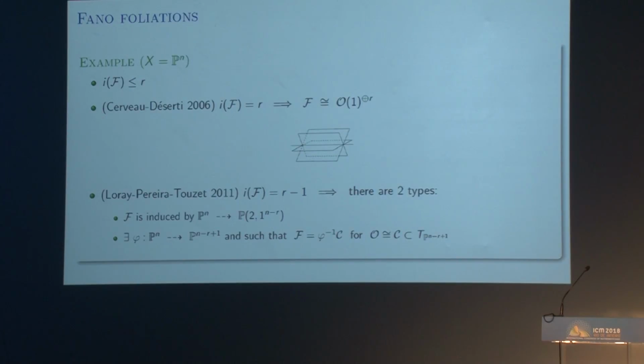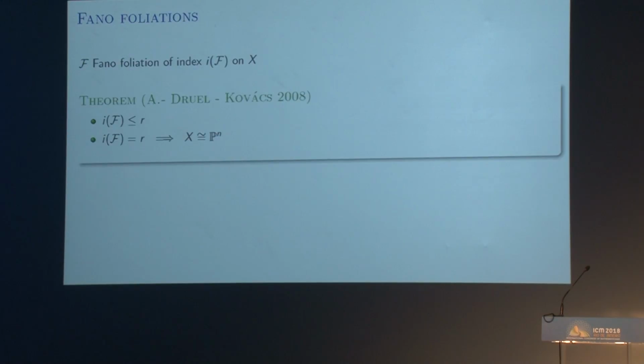Okay, so this was for Pn. Now what happens in general? First, in 2008, together with Kovács, we proved what could be called the Kobayashi-Ochiai theorem for foliations. We proved that in general, the index of the foliation is always bounded by the rank, and if the index is equal to the rank, then we are in the case of Pn.